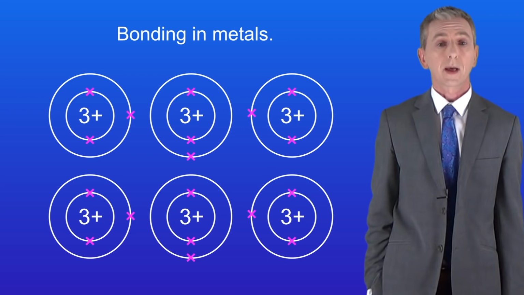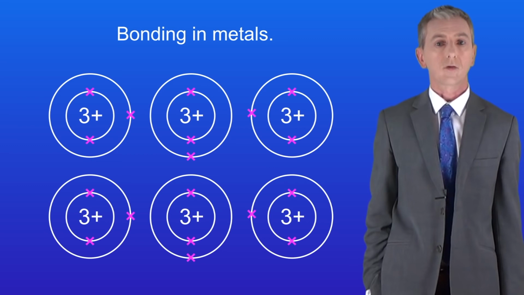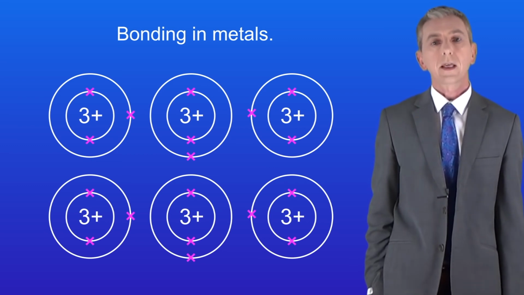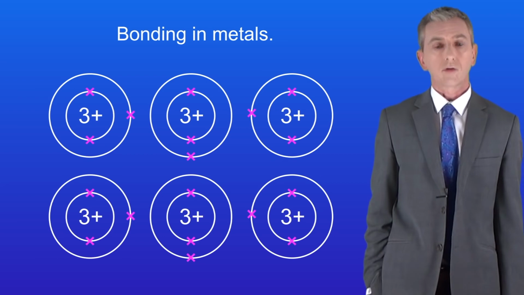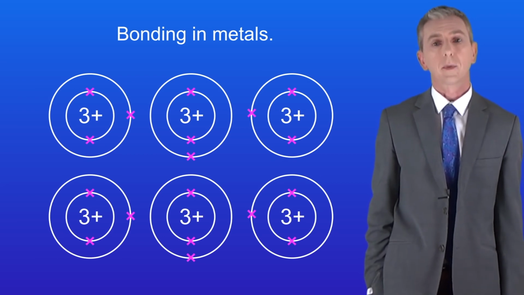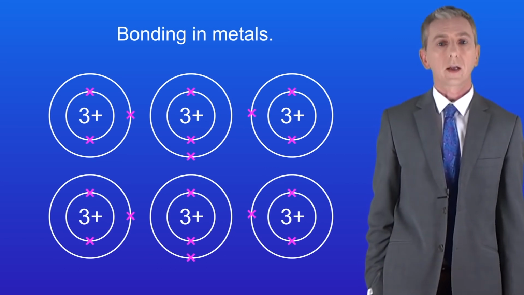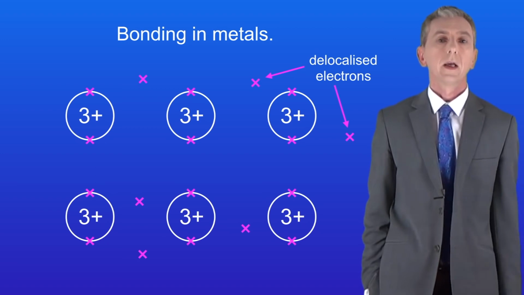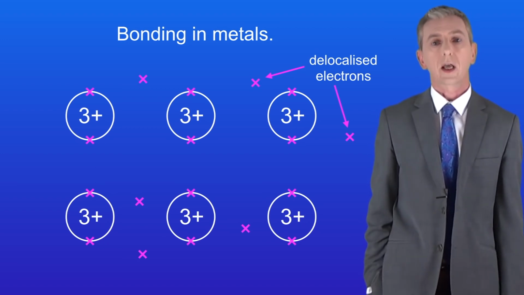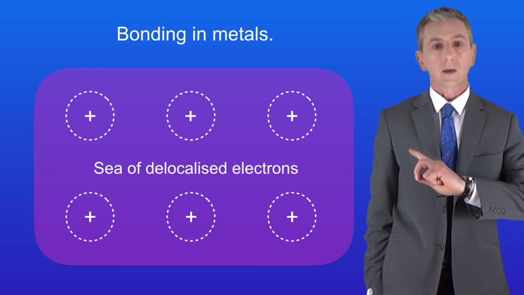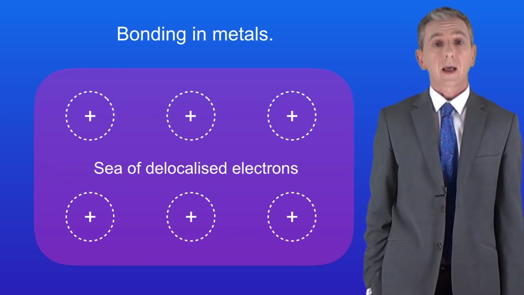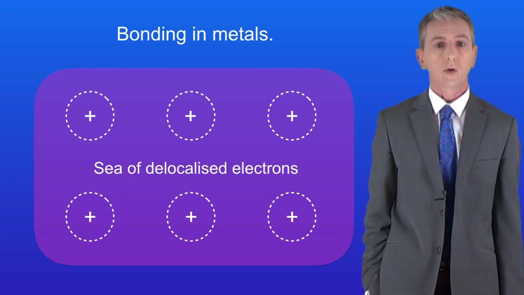Here I'm showing you atoms of the metal lithium. Lithium atoms have got 3 protons in their nucleus and 3 electrons in their energy levels. Now the key fact is that in metals, the outer electrons are not attached to any individual atom, so they're free to move. Scientists call these delocalized electrons, and I'm showing you these here. Scientists call this a sea of delocalized electrons, and it's often shown like this. Now, because each metal atom has lost its outer electrons, we now refer to them as metal ions. But remember that this is not ionic bonding, this is metallic bonding.